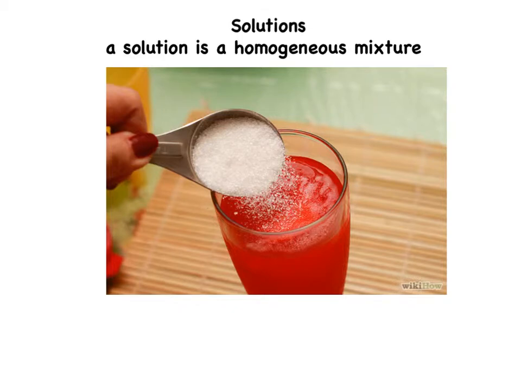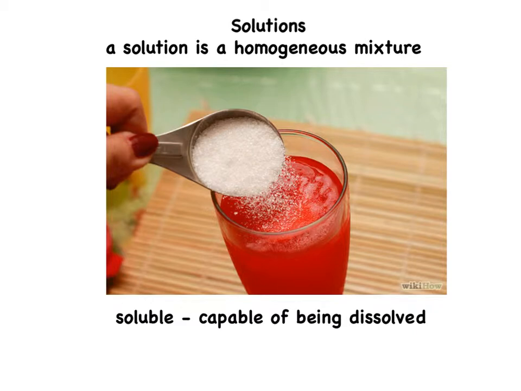In this photo, we have a glass of Kool-Aid, and in it, we're dissolving some sugar. Sugar is soluble. That means it's capable of being dissolved. Solutions are made of a couple of different components. First, we have the solute. That's the substance that's being dissolved in solution. Next, we have the solvent. This is where the solute is being dissolved, or the dissolving medium.